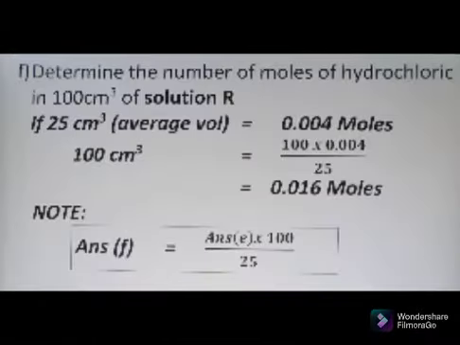Part F, you're supposed to determine the number of moles of hydrochloric acid in 100 of the solution R. Remember how we prepared solution R? It was prepared by adding 50 of the original solution we had, the one we added the carbonate, then we added water. And that's how the 100 is coming in.